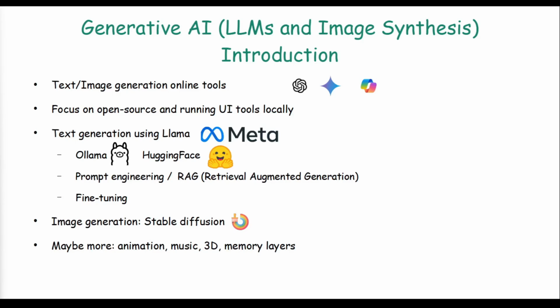Hello and welcome everyone to this new series about generative artificial intelligence, or generative AI. In this series, I will focus on large language models, abbreviated as LLM, and LLMs for the plural, and also image synthesis. Generative AI is a very wide subset of artificial intelligence methods that uses generative models to produce text or images or videos or any other kind of data.